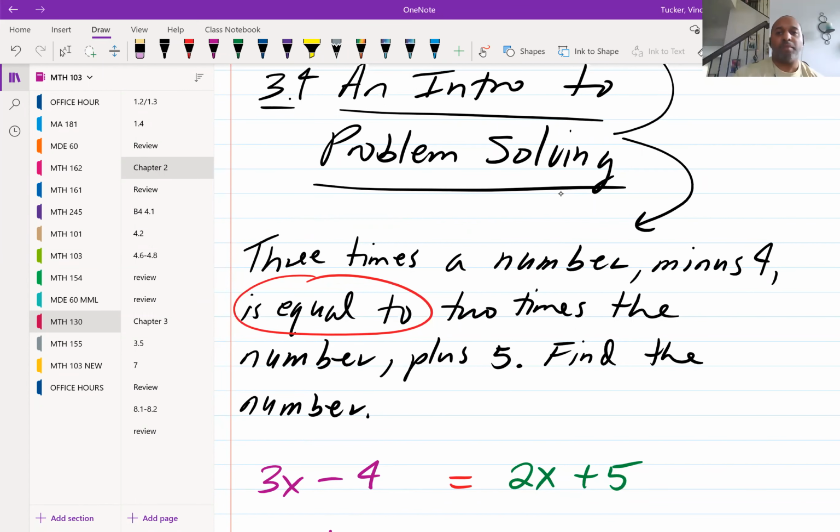So here we have a 48-inch stick is to be cut into 2 pieces so that the longer piece is 3 times the shorter. Find the length of each piece. All right.